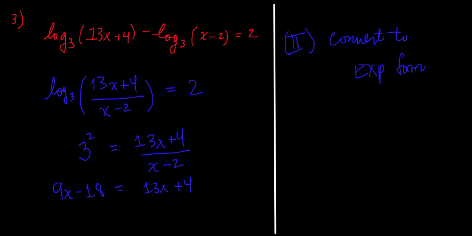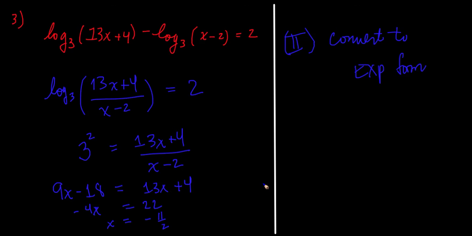Then I add 18 to both sides, and I get 22 on this side, subtract 13x from both sides, and I get negative 4x. So that means x must be equal to negative 22 over 4, or negative 11 over 2.